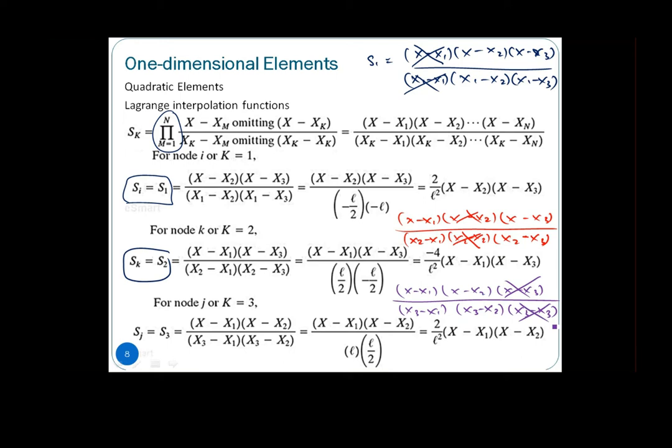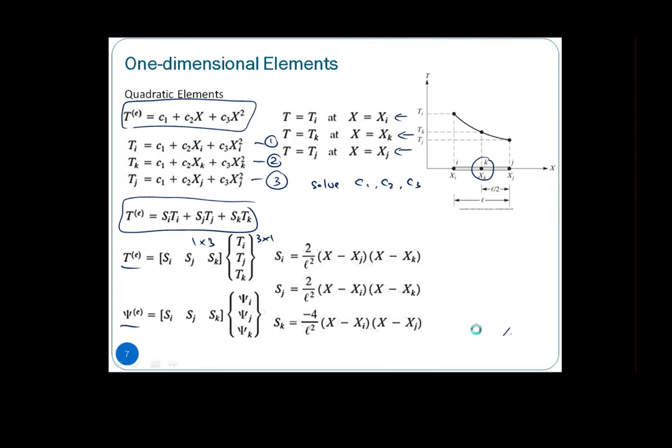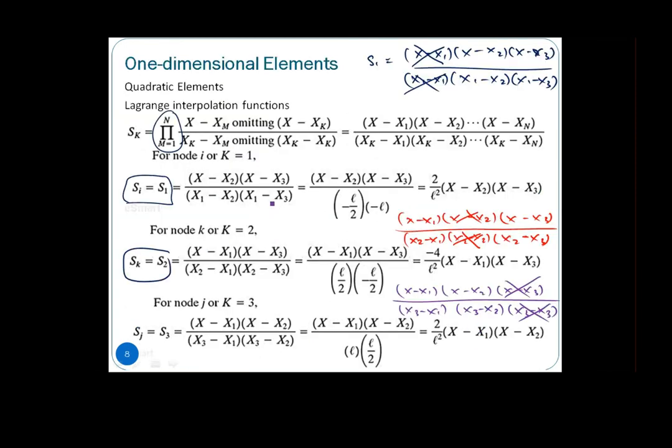Looking into this, for shape function number 1 we have x minus x2 multiplied by x minus x3. Then x1 minus x2 is negative L over 2, and x1 minus x3 is negative L. So we end up with a denominator of L squared over 2.